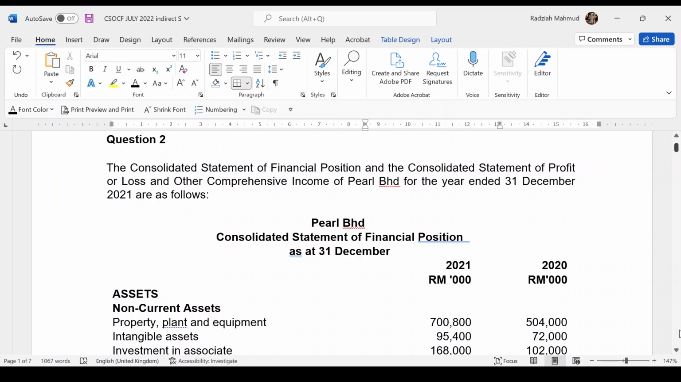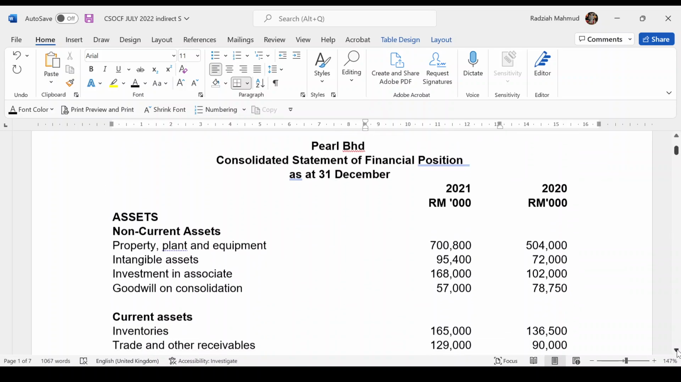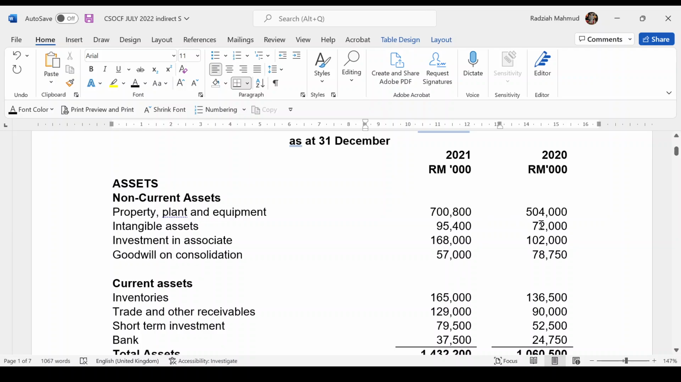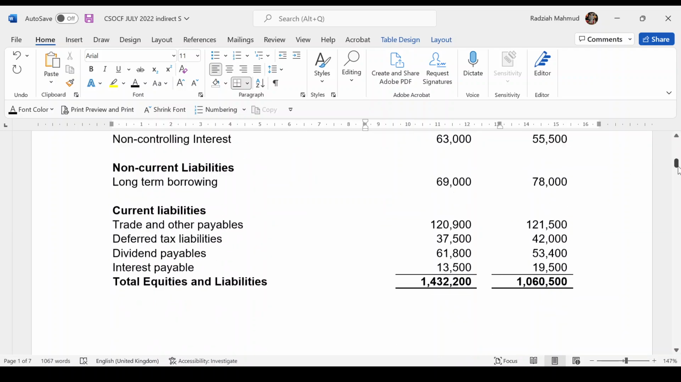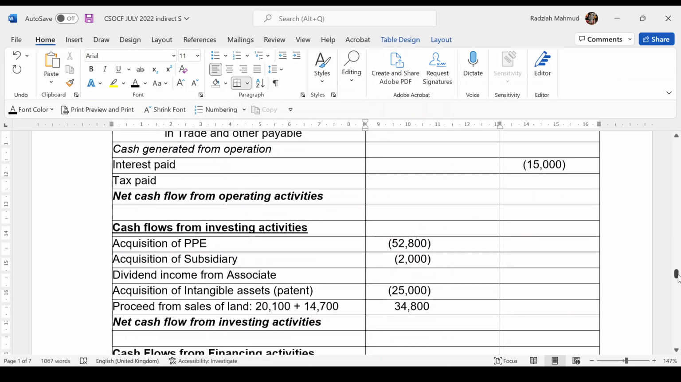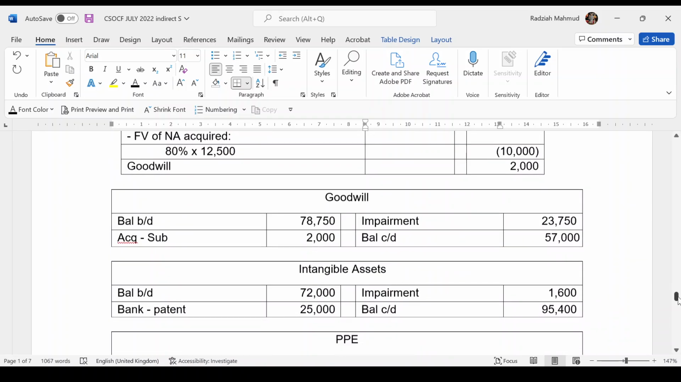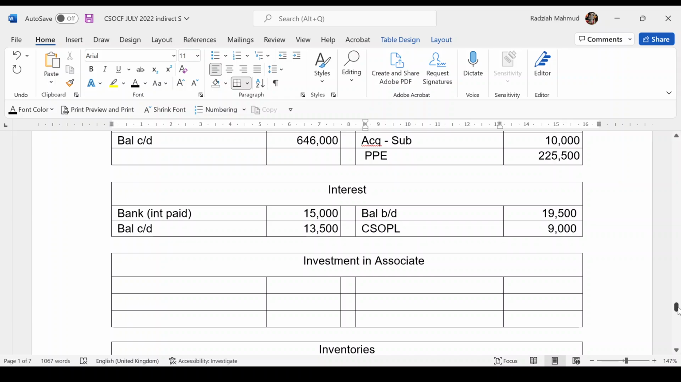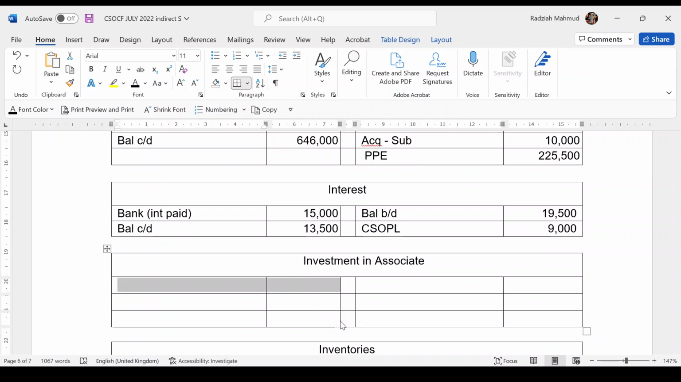For example, for PPE, we have done the accounts. For intangible assets, we have done it too. The next one is investment in associate. So we will open the investment in associate account. We put in the balance, opening and closing.